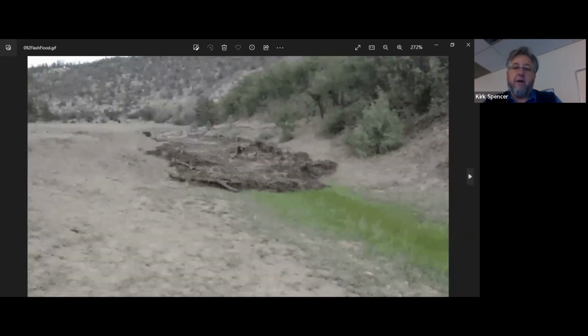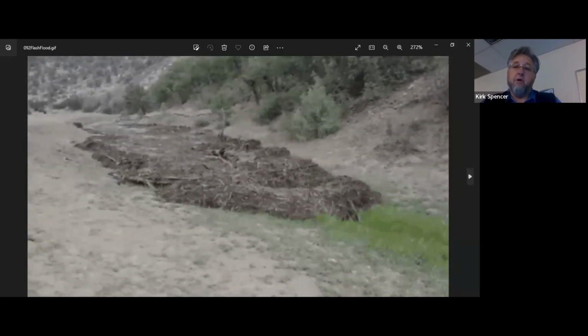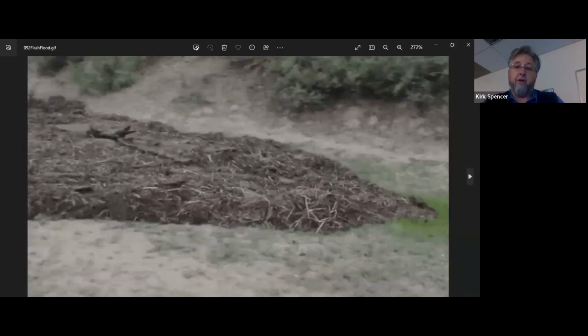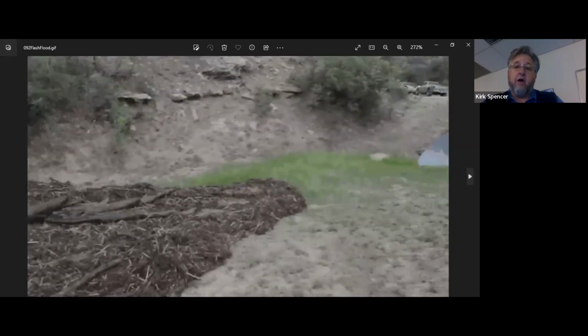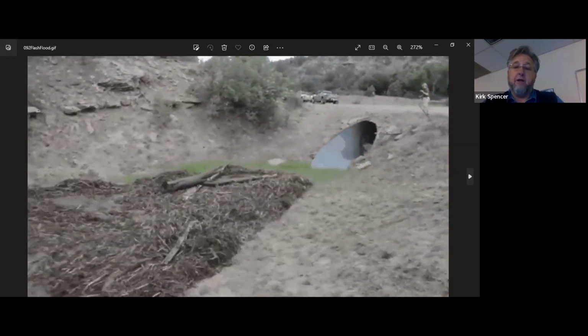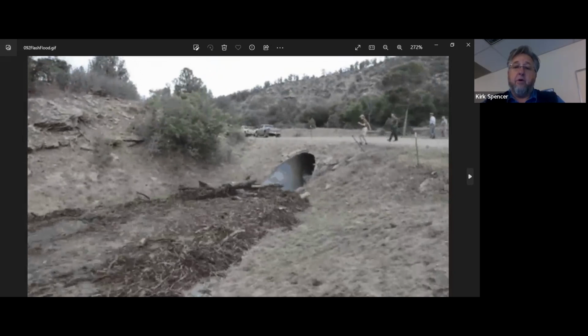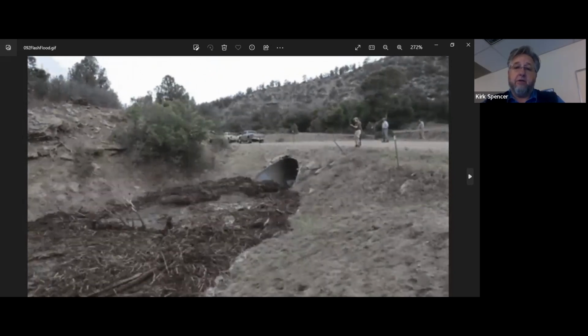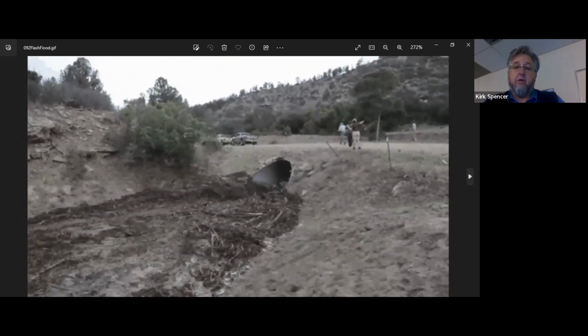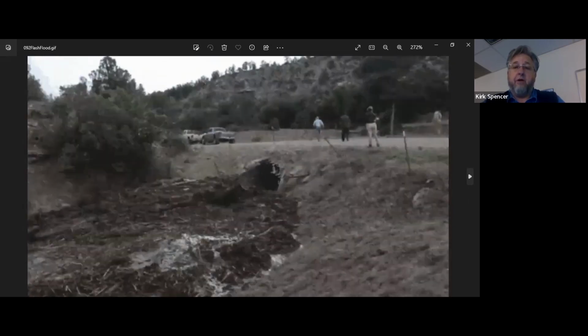So you see how rapidly it comes up, moves very rapidly. Oftentimes it'll be saturated with logs and sticks, debris, which you don't want to be in. Just the timbers there would kill you.